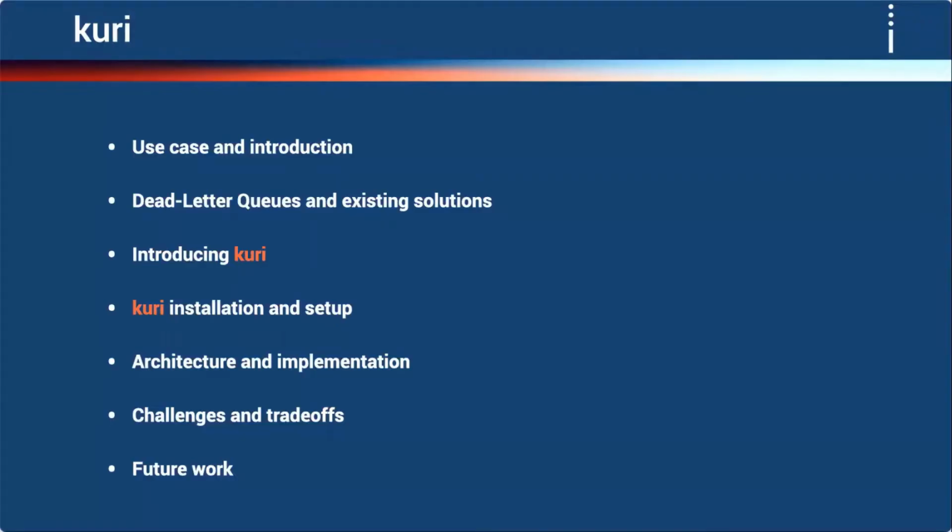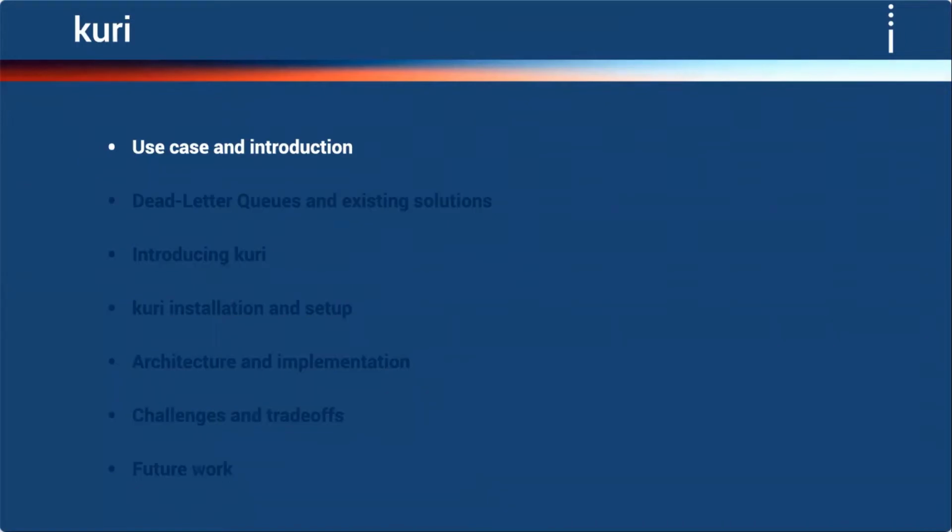Before we explain in more detail what Kuri does, we'll introduce some important concepts through a use case. We'll look at what a dead letter queue is used for and what are some problematic areas when using one. We'll introduce some of the existing solutions for these problems and compare them to our solution. We'll explain how Kuri can be installed and used. And finally, we will cover how Kuri was built, some of the challenges we faced during the building process, and some future directions.